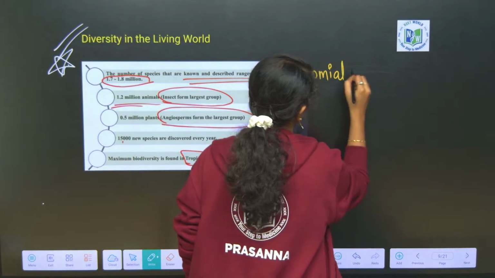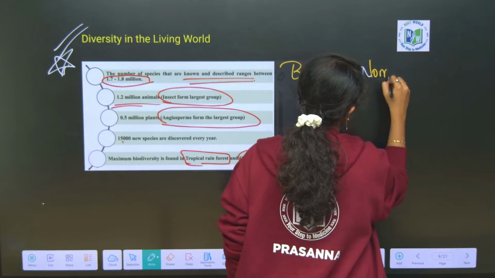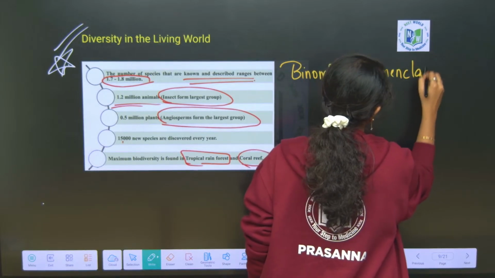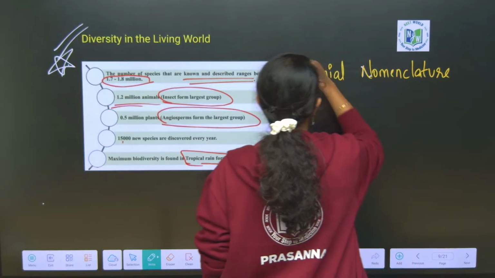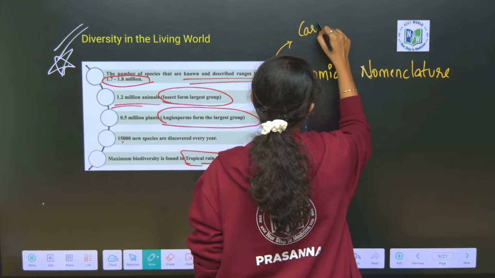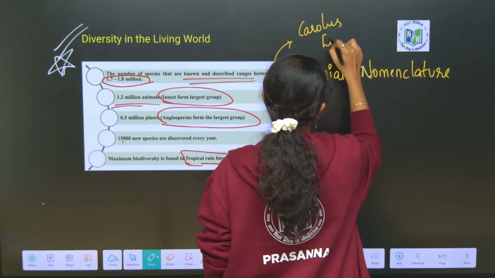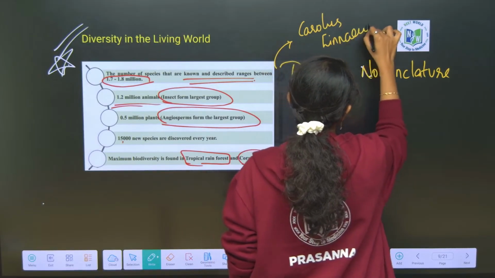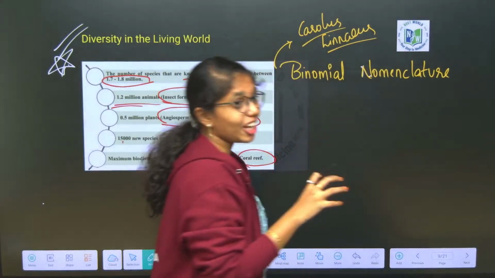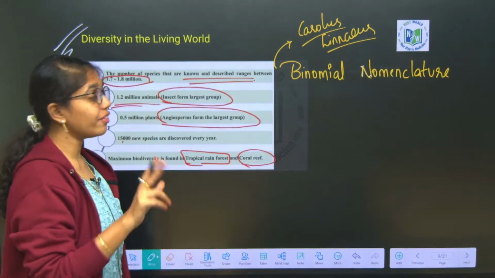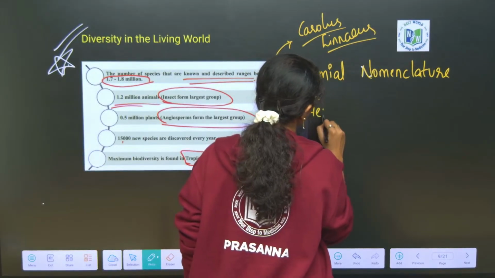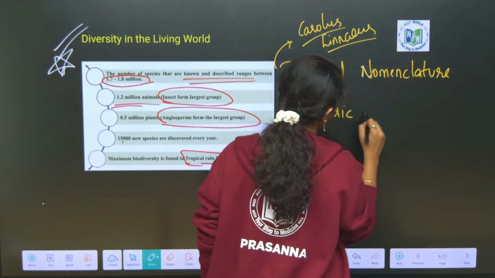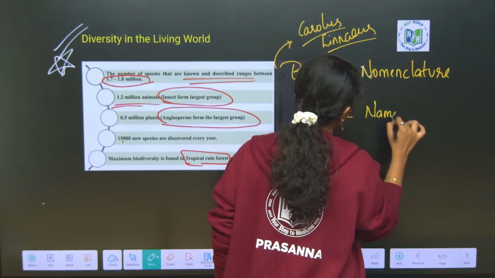Binomial nomenclature, which is given by Carolus Linnaeus. Carolus Linnaeus has named the organisms by giving them two names, that is, first the generic name and the specific epithet.